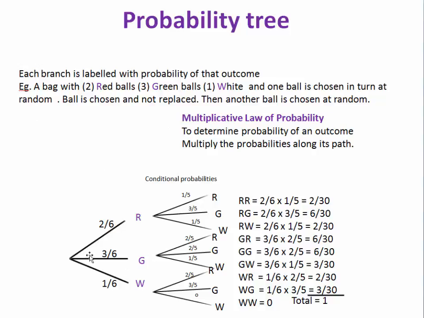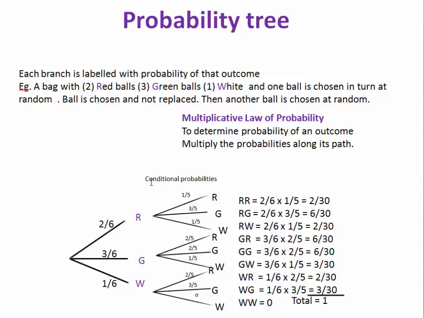So here we draw our tree diagram with our lines as our branches, and then we need 3 other nodes, and each one of those has 3 branches, and each one of those has 3 outcomes: red, green, white, red, green, white, red, green, white. Then we need to fill in our probabilities. Here our probabilities were the same as before, which is for the red 2 out of 6, for the green 3 out of 6, for the white 1 out of 6.